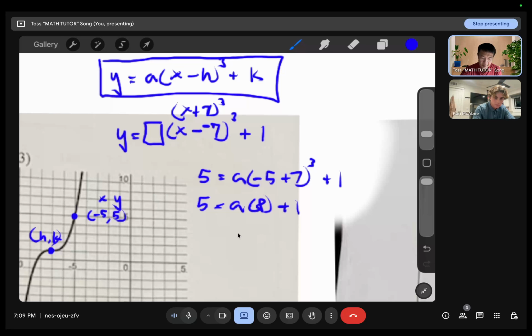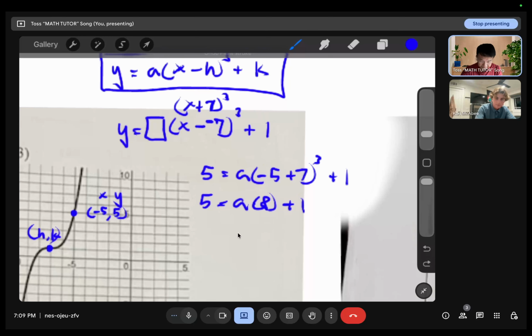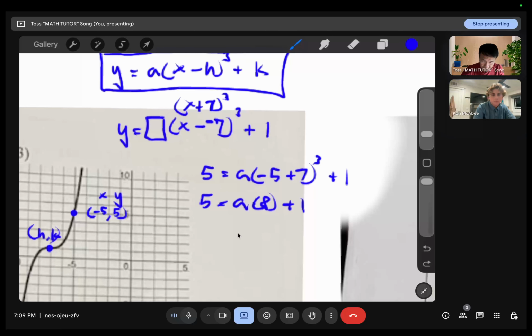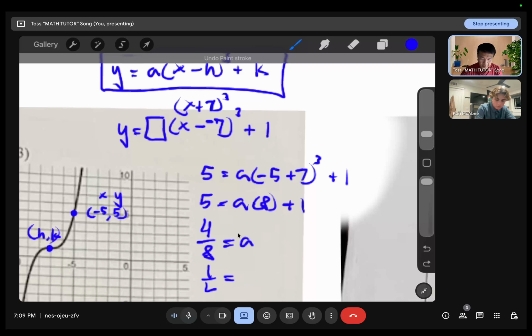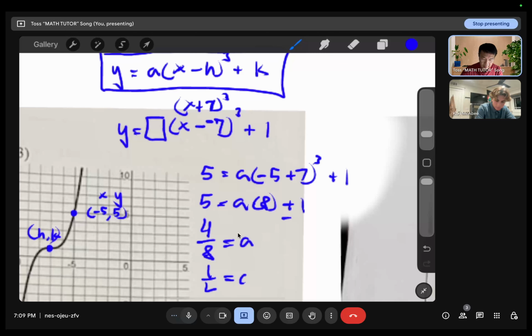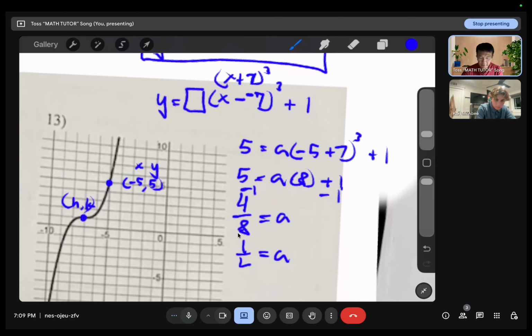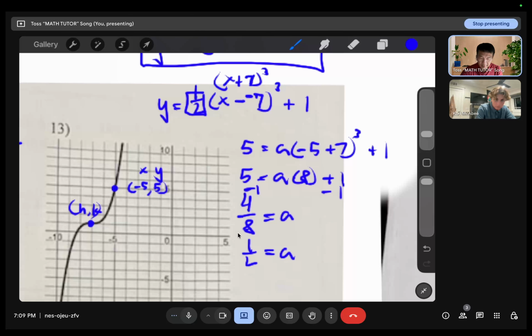I can parenthesize that if you want. Then, yeah, if it were negative here, okay, -2, it would be a -8. Okay, be careful. Subtract both sides by 1. So you get 5 minus 1 is 4. Then divide both sides by 8. So it's 4 over 8, which reduces to 1/2. So therefore A is 1/2. There it is.